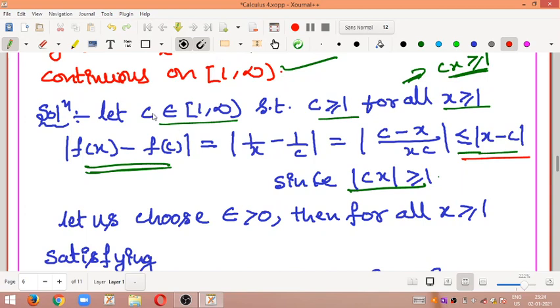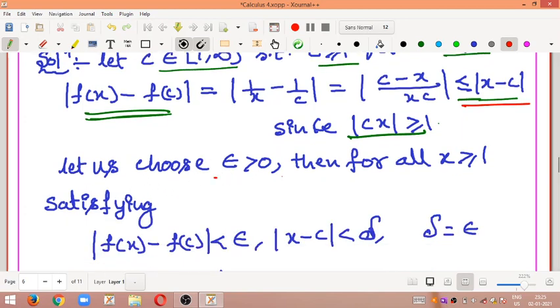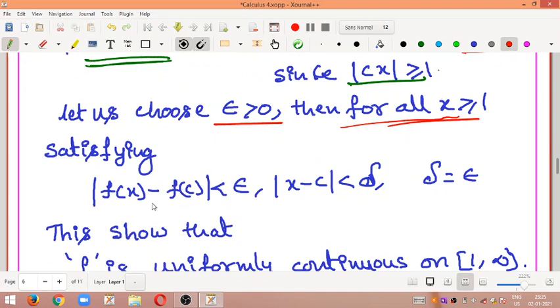So according to the definition, let us choose epsilon greater than 0. Then for all x greater than or equal to 1, satisfying this condition, mod f of x minus f of c is less than epsilon, which is less than mod x minus c, which is less than delta, by choosing delta equal to epsilon.